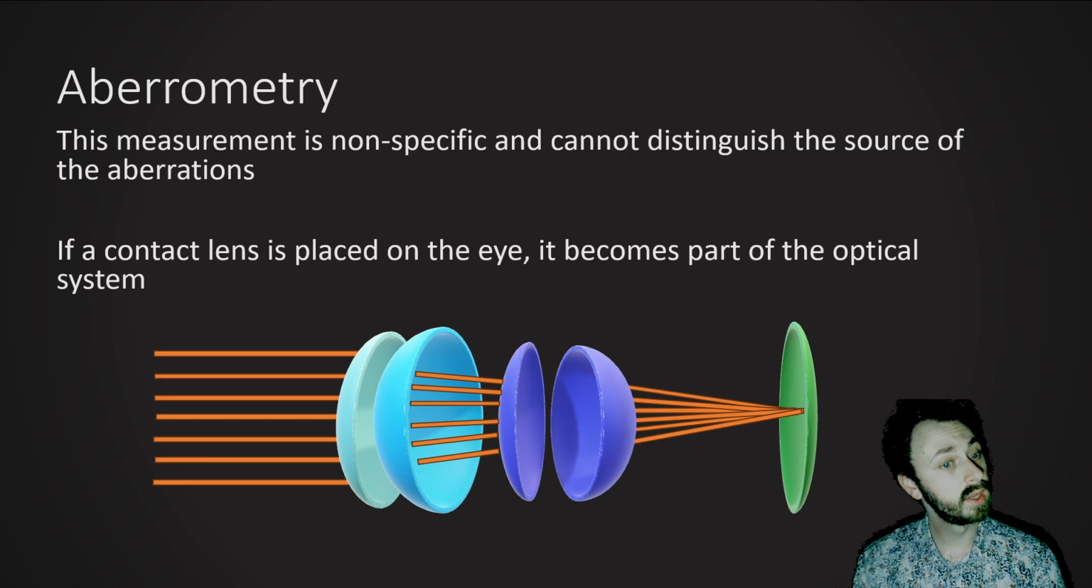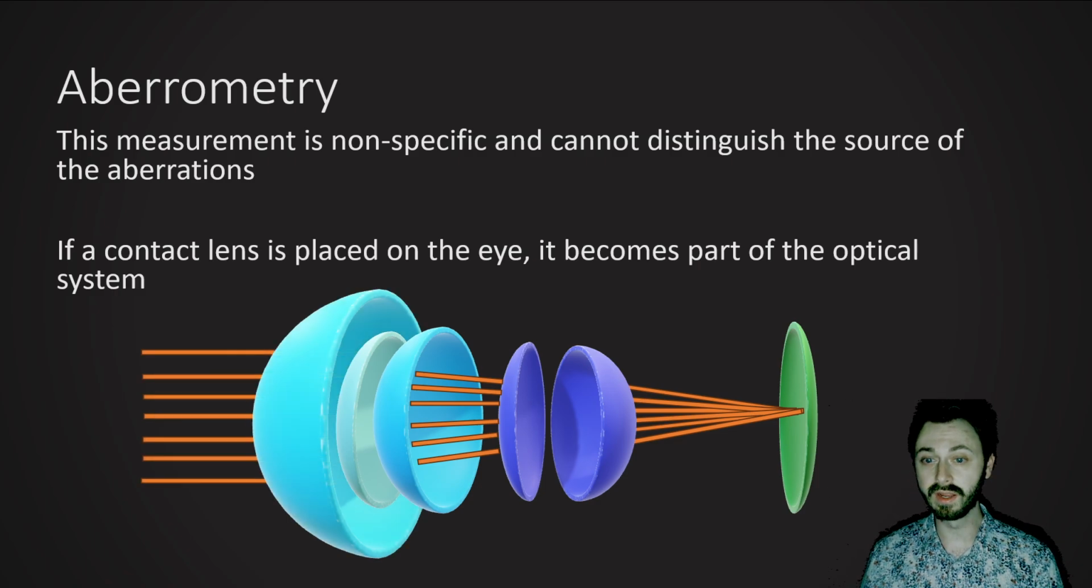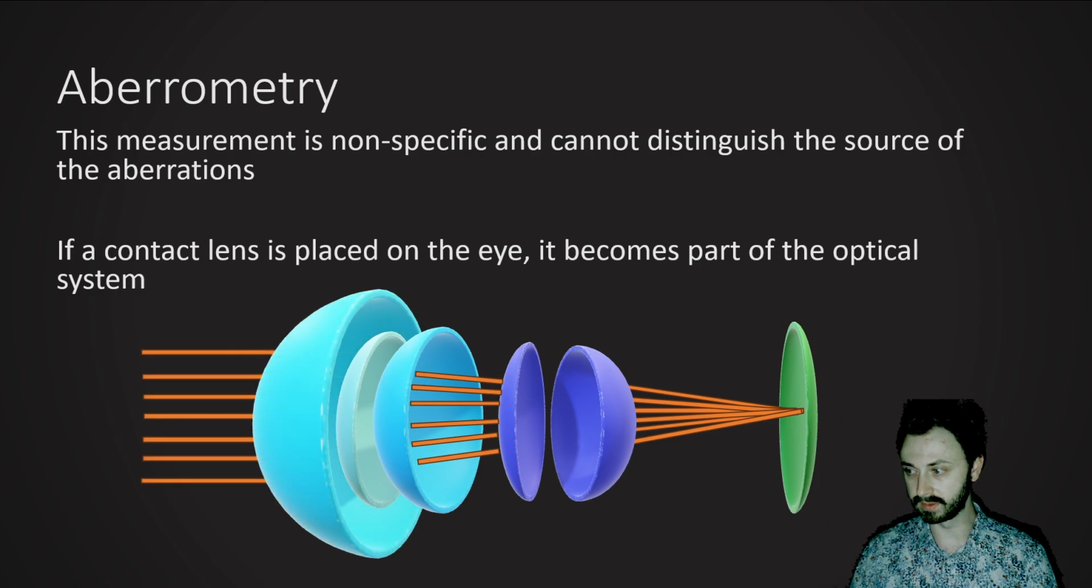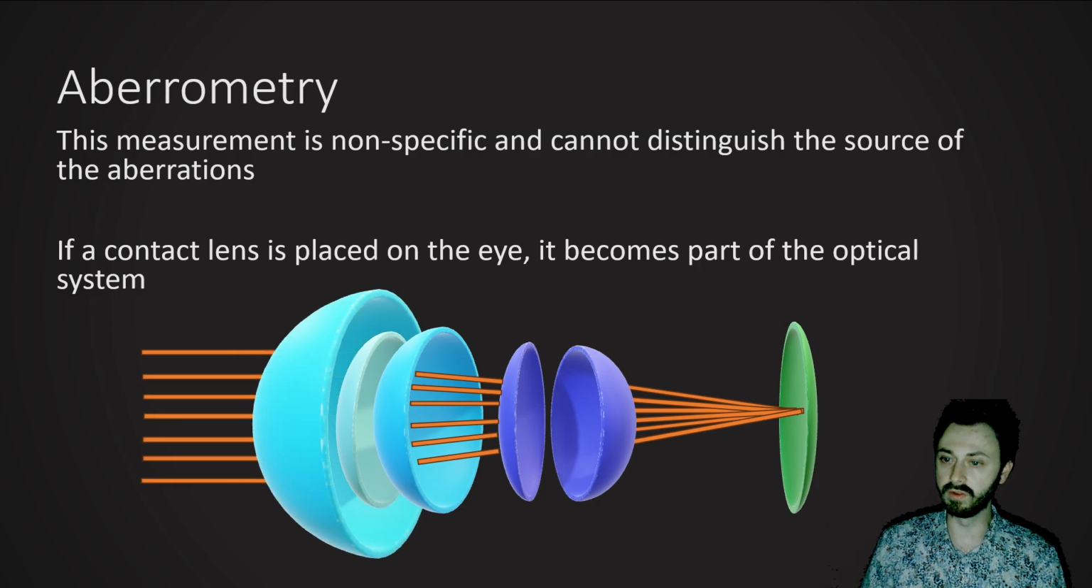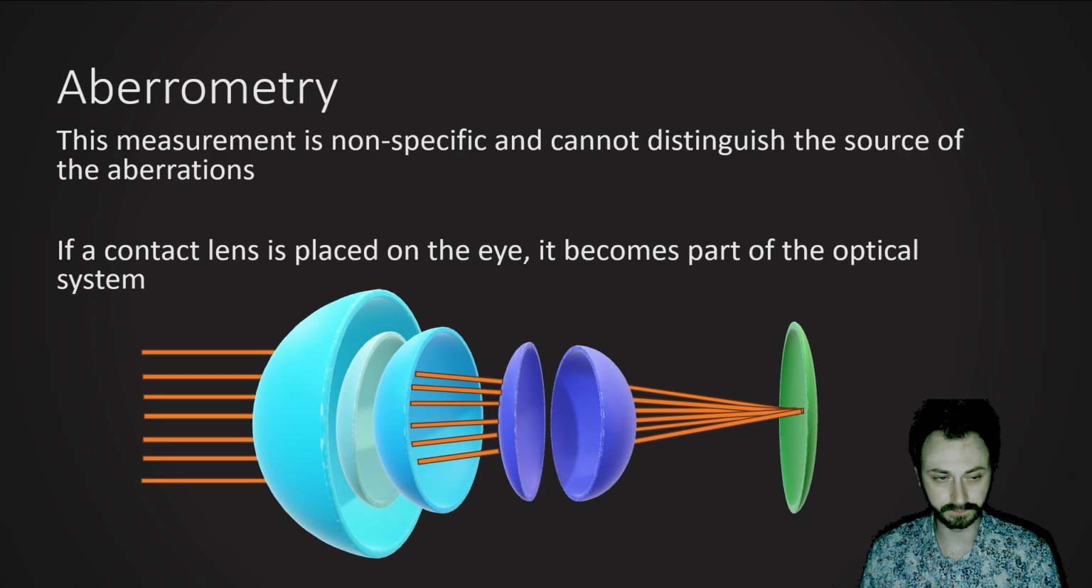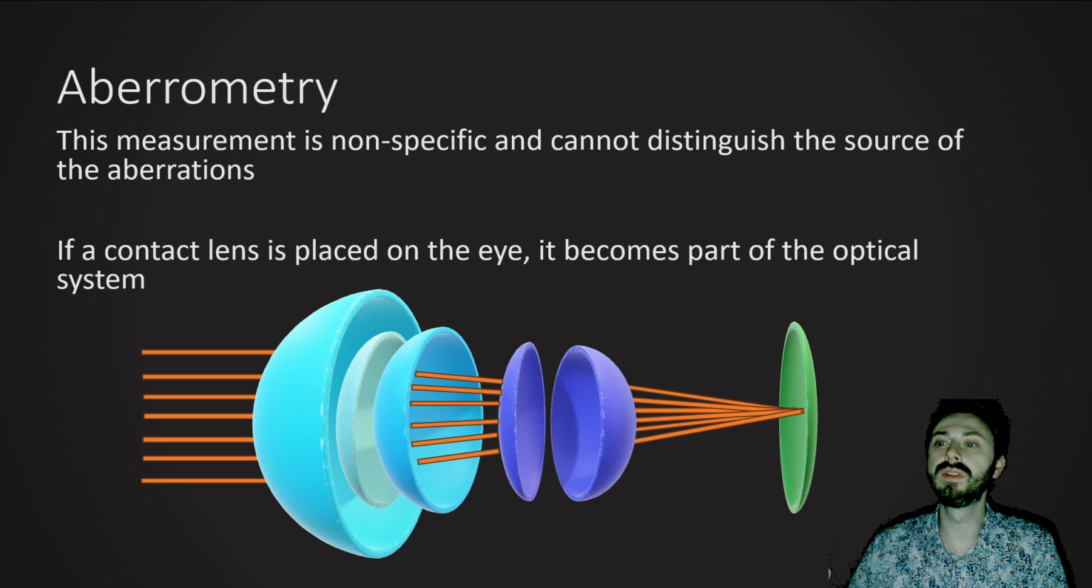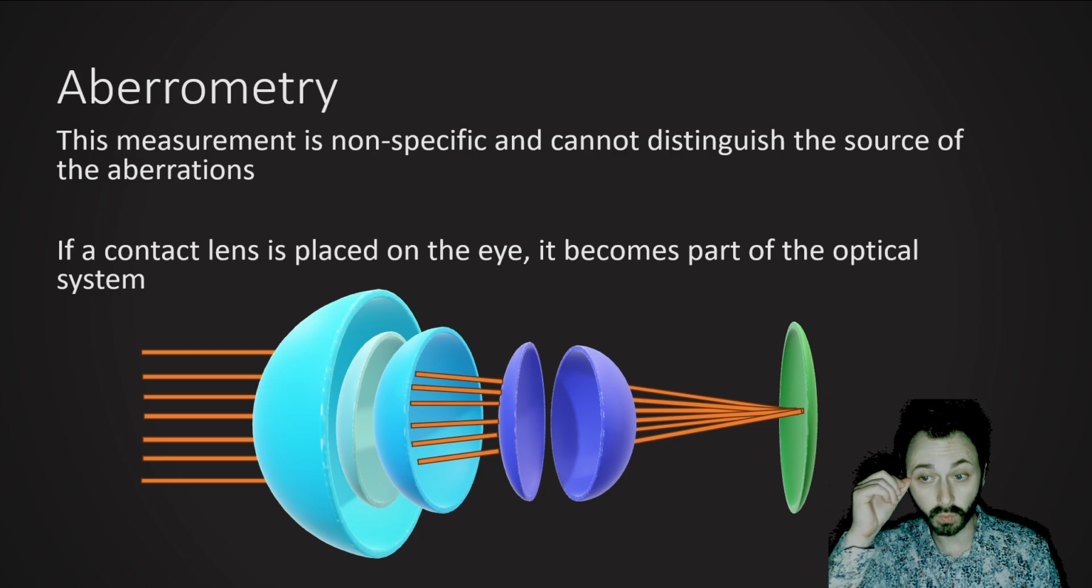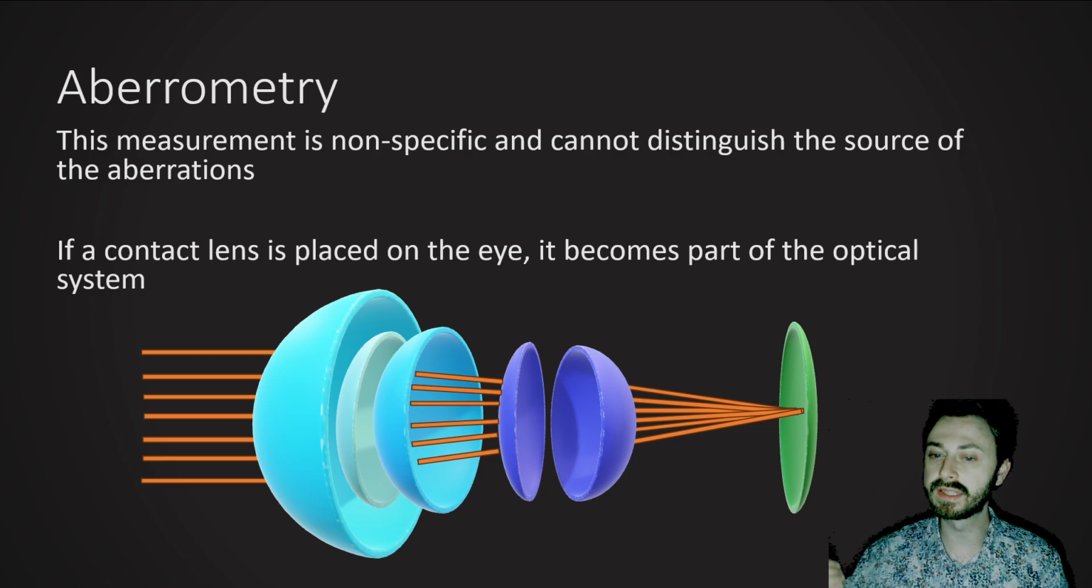Another important thing, if we put a contact lens on, it becomes part of this optical system. The machine does not know that you placed a contact lens on the eye. It really knows that light is being bent differently. And so we can use this to our advantage through things like wavefront guided optics inside contact lenses.